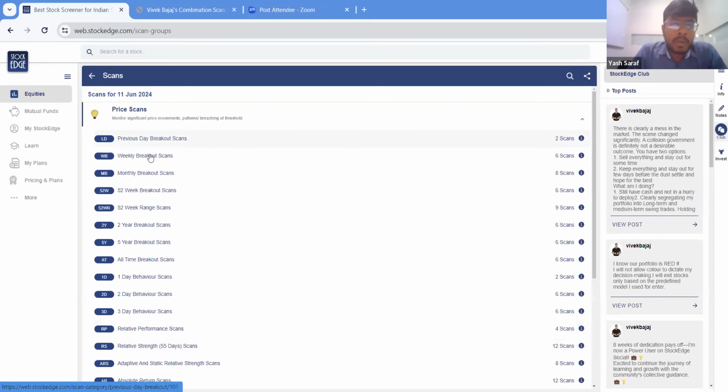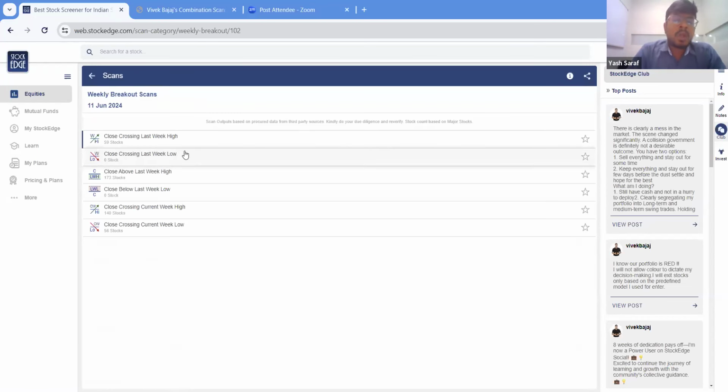So what we'll do is we'll start with weekly breakout scans. So what we do in StockEdge is we make sure that whatever scans we provide and whatever features we provide, we try to make it so simple, and we try to name the scans and the features so simply that the terminology is self sufficient. It will be understood on its own, right? For example, close crossing last week high, it is very clearly understandable and easy to interpret that this scan will filter out those stocks which have crossed and closed above last week's high.